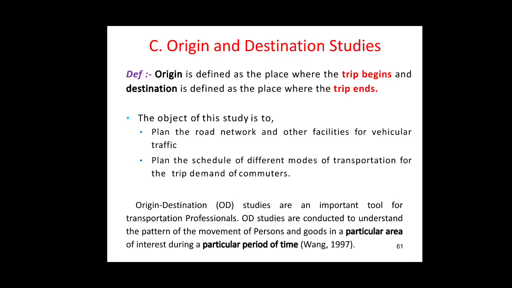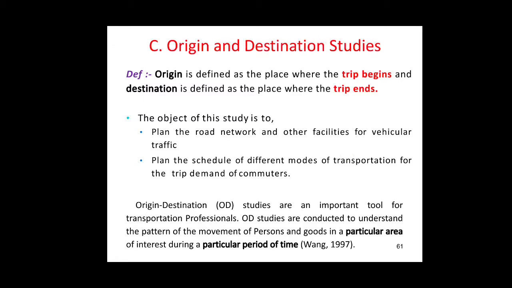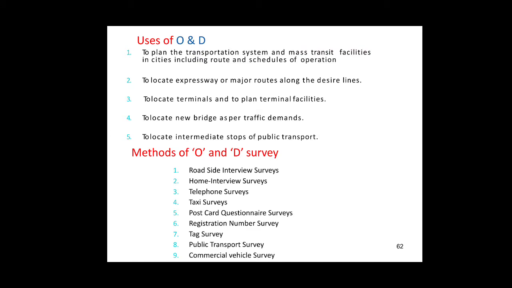The origin and destination study is an important tool for the transportation professional. The OD studies are conducted in order to understand the pattern of the movement of persons or goods in a particular area of their interest during a particular period of time. Now, the uses of the origin and destination studies. First is to plan the transportation system and the mass transit facilities in the cities, including the routes and schedules of the operation.